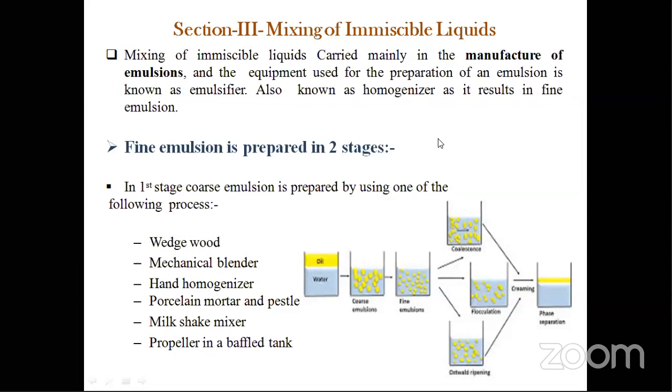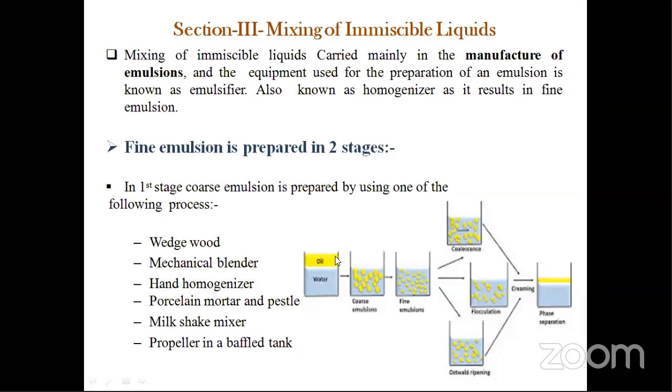So what is a coarse emulsion? Coarse emulsion means when you mix both the immiscible liquids, you get some large droplets in between the two phases. One phase has large droplets and another phase has small droplets. It is called a coarse emulsion.